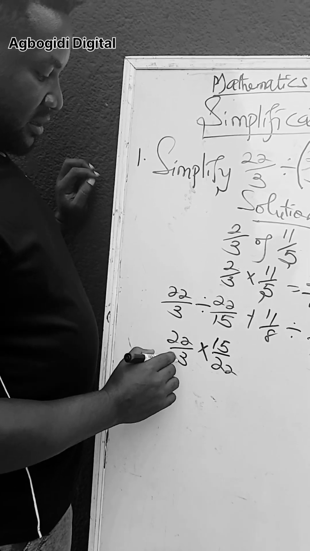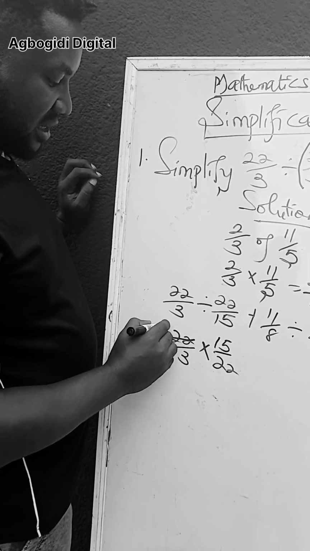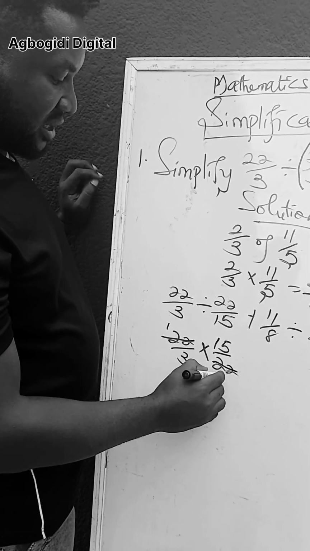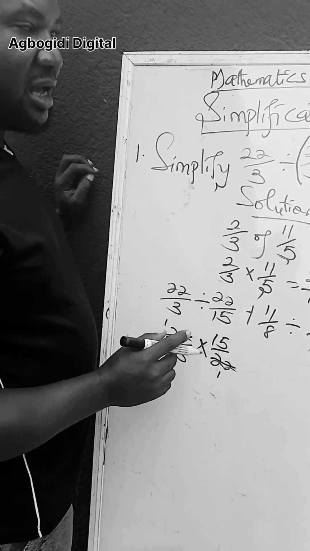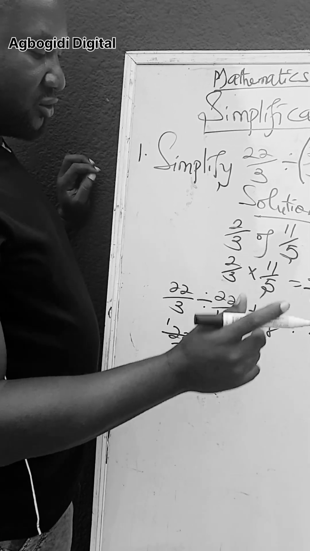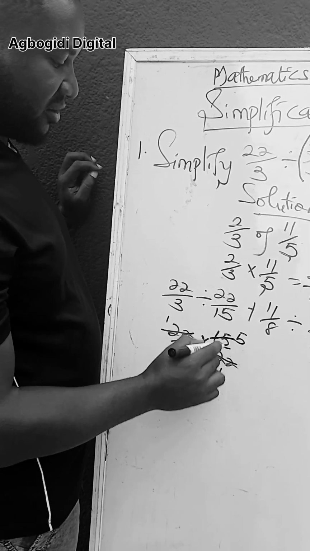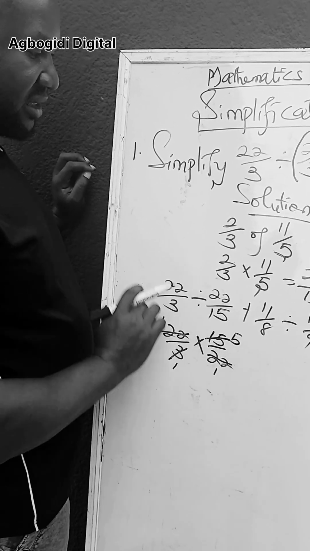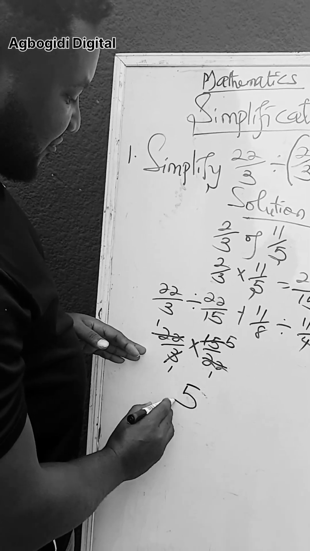So you introduce multiplicational sign and then have it as 15/22. Now you have 22 here, you have 22 here. This 22 we divide itself, we have 1. Divide itself again here, we have 1. We have 3 here, we have 15 here. And we know 3 can go into 15. 3 divide itself, we have 1. 3 divide 15, we have 5. So here now, after solving this, you have it as 5.